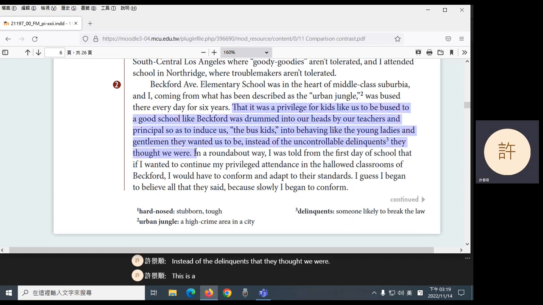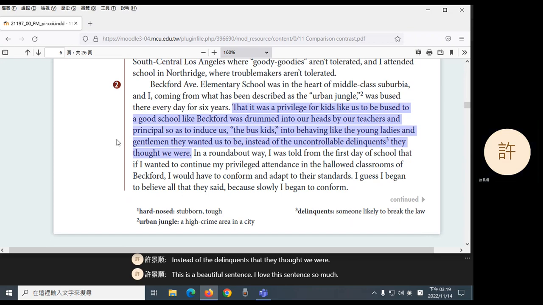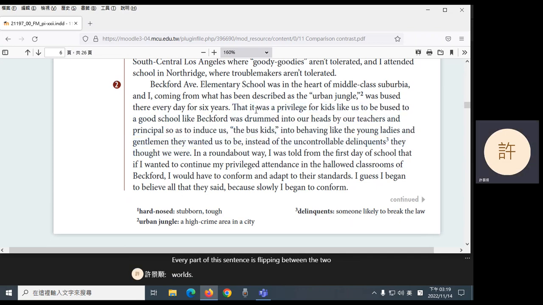This is a beautiful sentence. I love this sentence so much. Every part of this sentence is flipping between the two worlds. So it was a privilege, this is the white world. Kids like us, this is the black world. Good school like Beckford is the white world. To transform us, bus kids, this is the black world. Young ladies and gentlemen they wanted us to be, this is the white world. Uncontrollable delinquents they thought we were, this is the black world. So the entire spirit of comparison in this essay can be found in this one sentence, both sides alternating throughout the sentence.